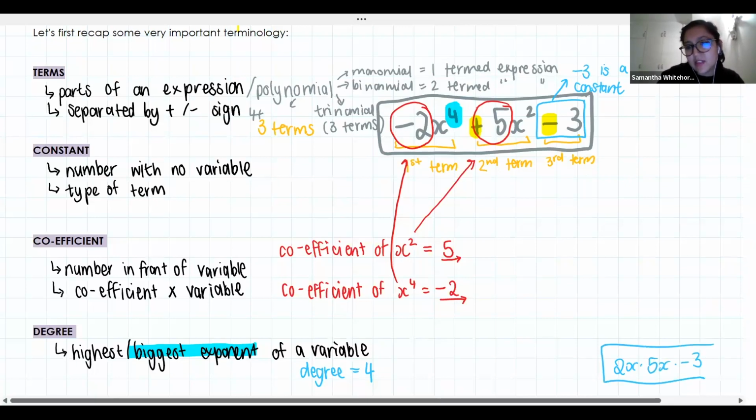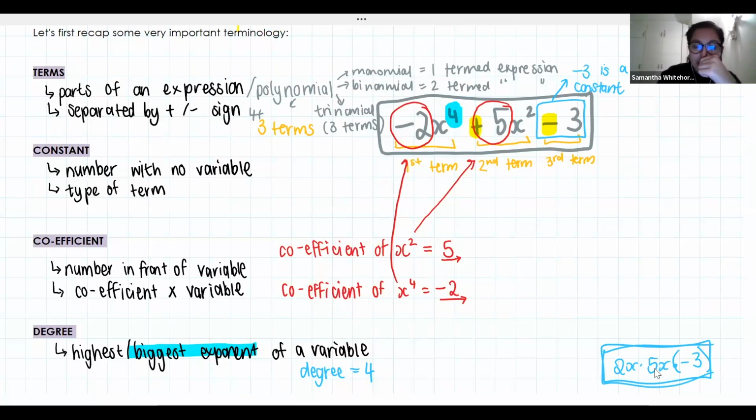So like this down here at the bottom. Yes, ma'am, like that. Okay, good. So those dots mean multiplication. And so because it's 2x times 5x times -3, that's actually just one term. Multiplication and or division don't count as separating terms.